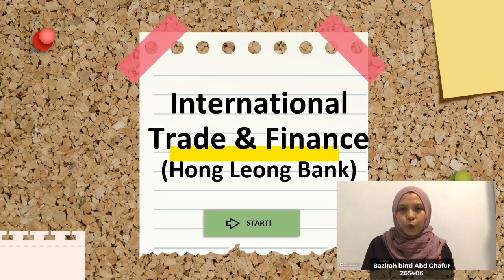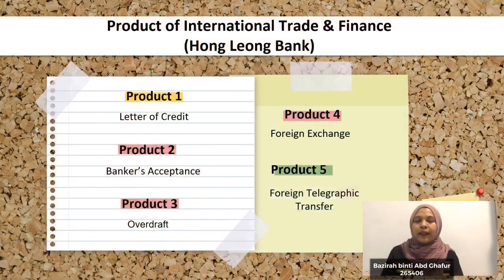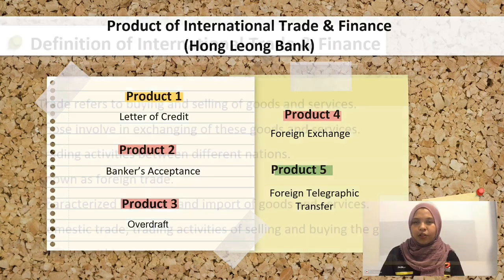Today our group will present and explain about the international trade products by Hong Leong Bank. There are 5 international trade products that we are going to explain, which are letter of credit, banker's acceptance, overdraft, foreign exchange, and foreign telegraphic transfer.